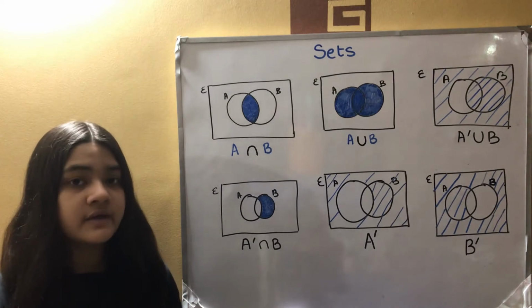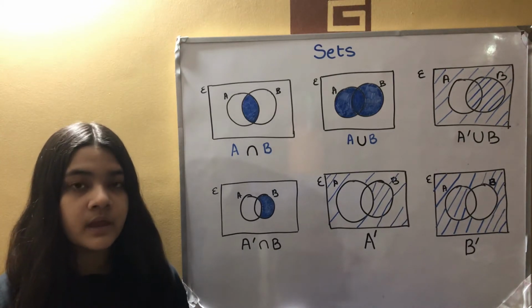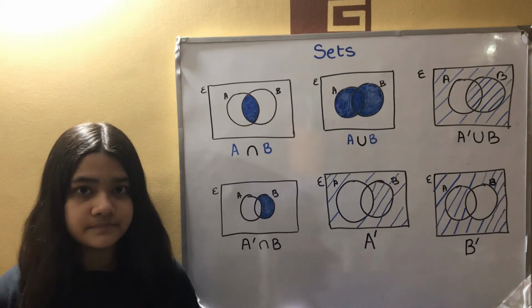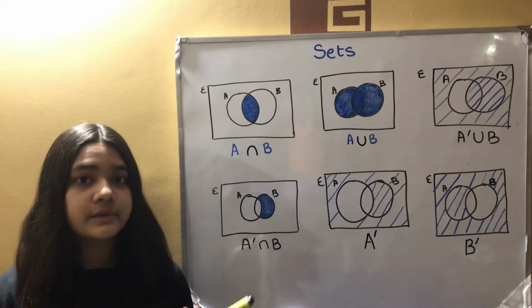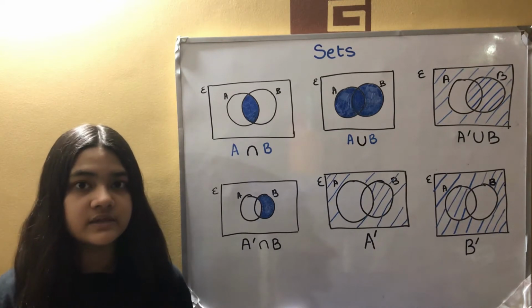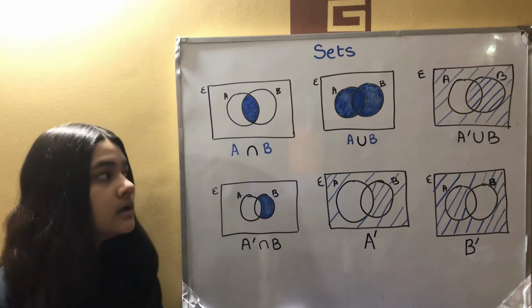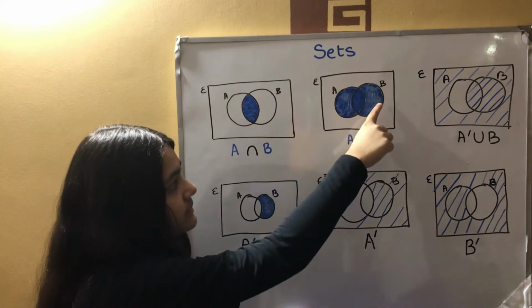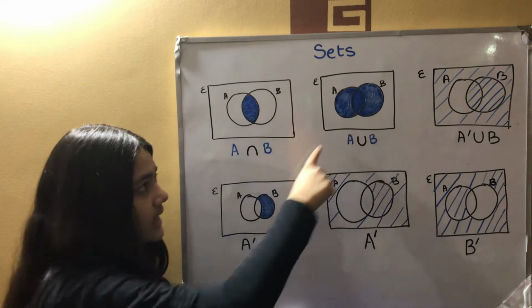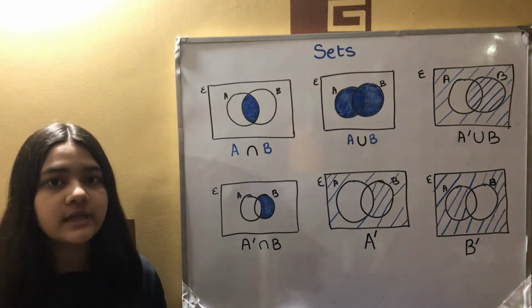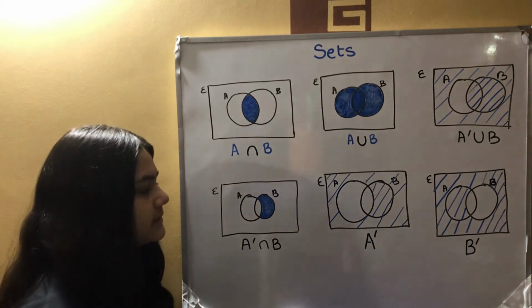And then we have A union B. A union B means both A and B. That means set A plus set B. Everything within set A and everything within set B. So here we have shaded the whole region of set B and the whole region of set A, and together it becomes A union B.